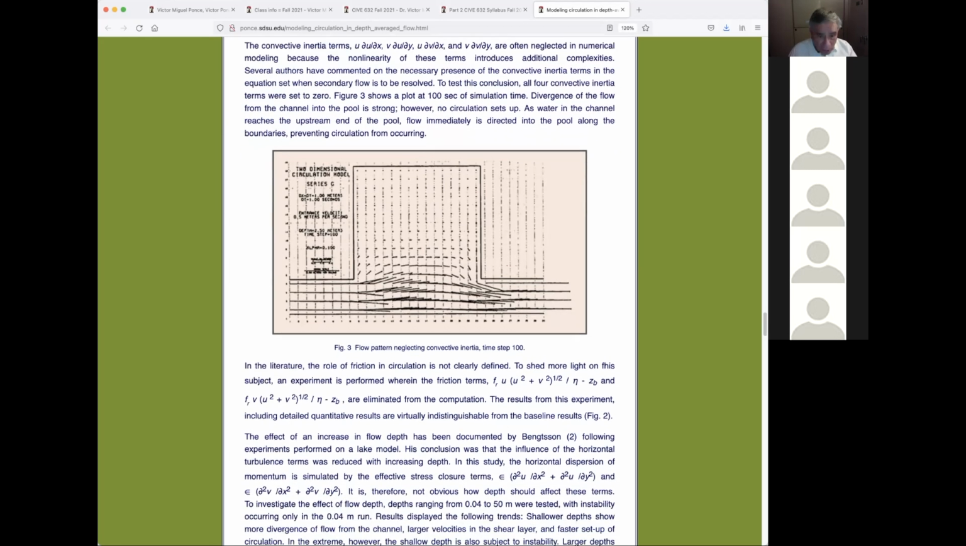So we proved that, in fact, what Flockstar and the previous researchers had said, that if you neglect convective inertia, it's not going to circulate. It's going to convect and not circulate. Now, why would you neglect convective inertia outright?